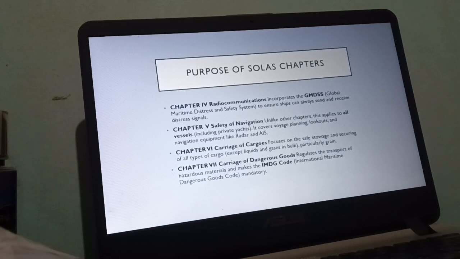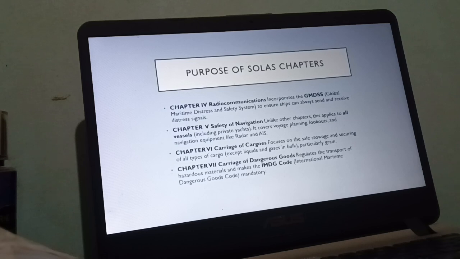In chapter number 5, safety of navigation, unlike others, this applies to all vessels, including private yachts. It covers voyage planning, lookouts, and navigation equipment like radar and AIS. In chapter 6, carriage of cargoes, it focuses on the safe stowage and securing of all types of cargo, except liquids and gases in bulk, particularly grain.